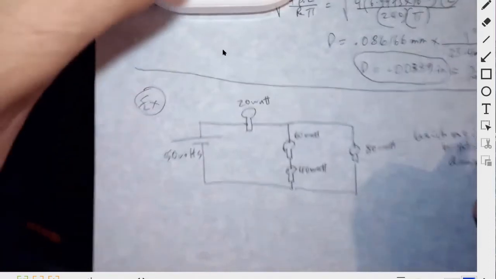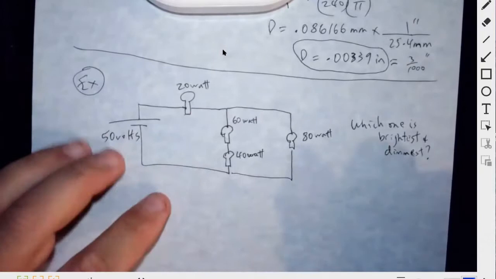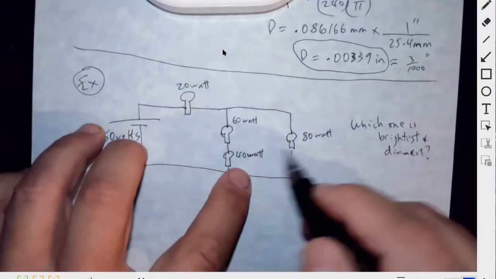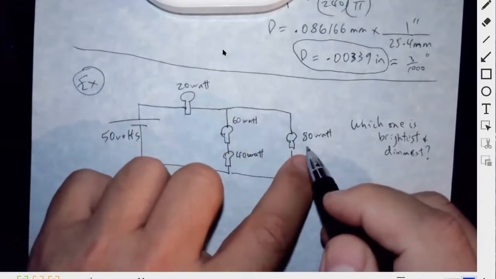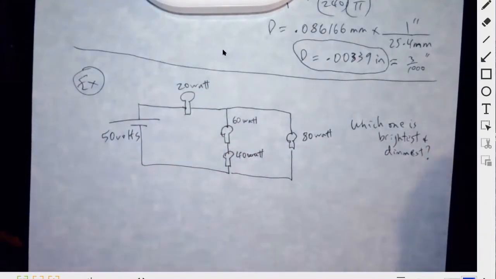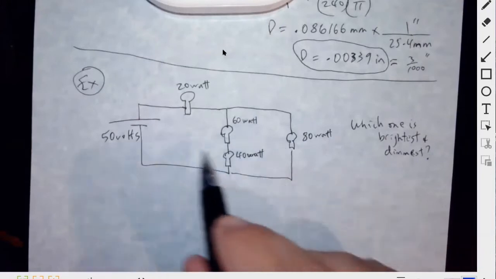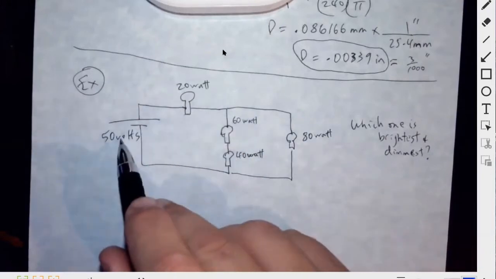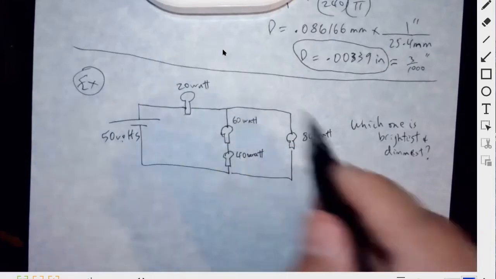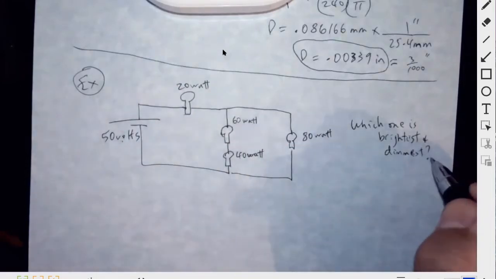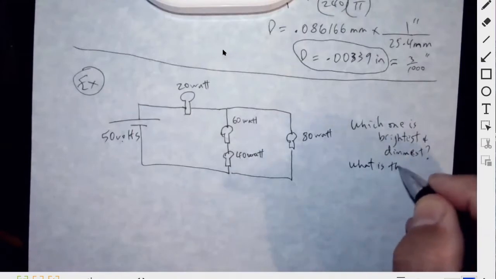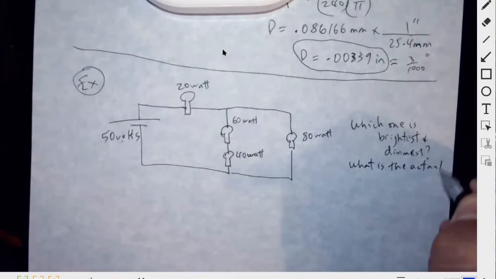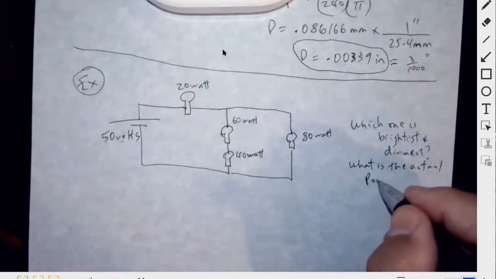And then what's the actual power of each one? In other words, this is only their rating. They're rated at that, but that doesn't mean they'll be fully lit, because they're not connected to a 120 volt source, and plus there's a bunch of them too. So which one is brightest and dimmest, and what is the actual power output of each light bulb?